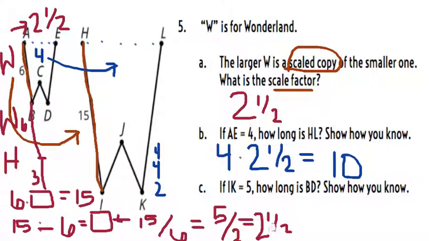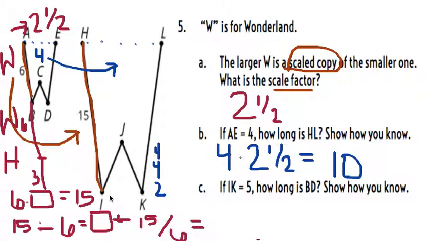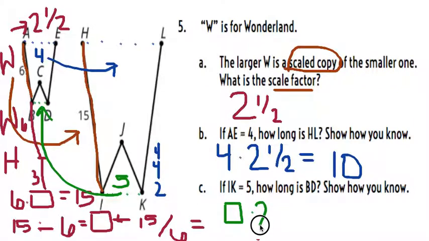Now, if IK is 5, this one's a little bit different because IK is in the copy, not in the original. So if IK is 5, right here, that's 5. How can I figure out what BD is? So I know that something, because BD is the missing value, the original, times 2.5 needs to get me to 5.